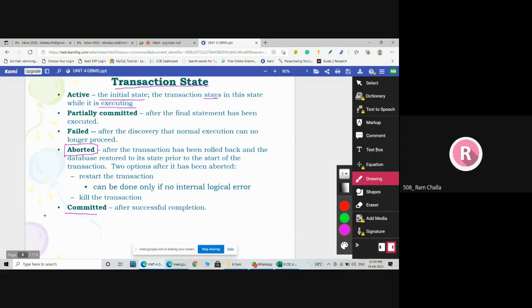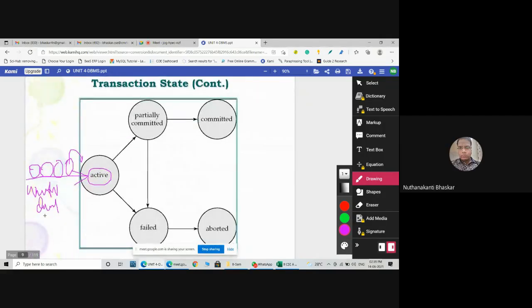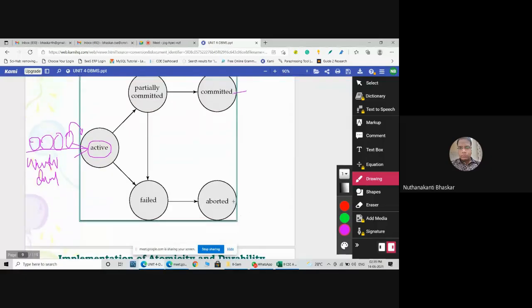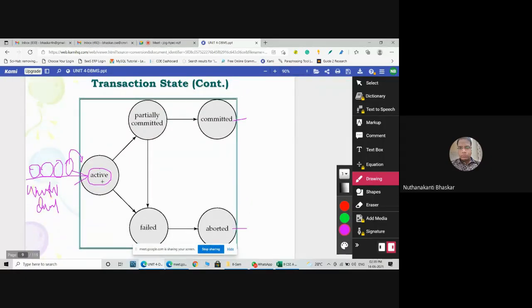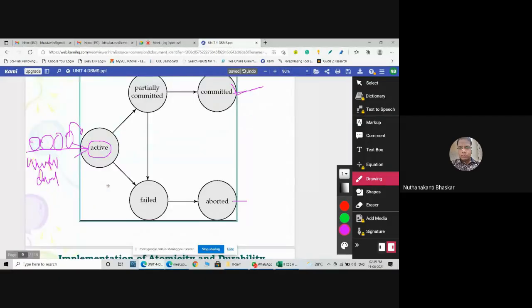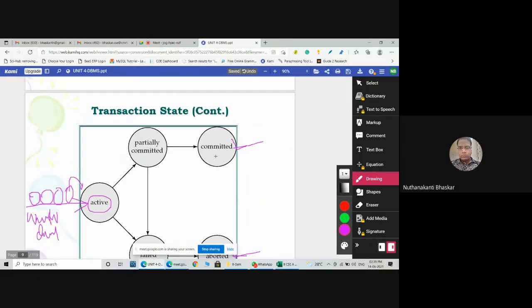Yes, sir. Now, from the active state, we basically have two things: one is committed, another one is abort. Please remember, if all actions are executed successfully, we can move to the committed state. If any action is not done, it moves to the abort state. Clear?